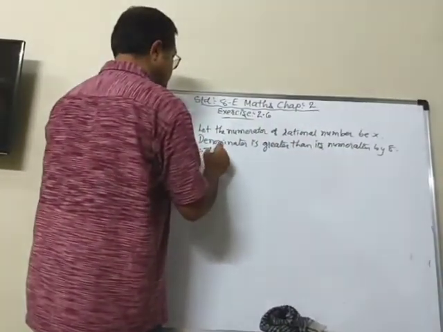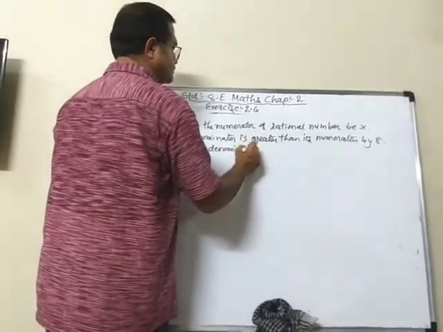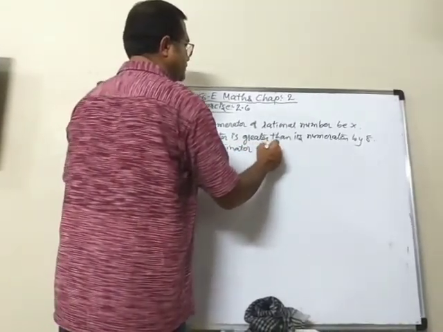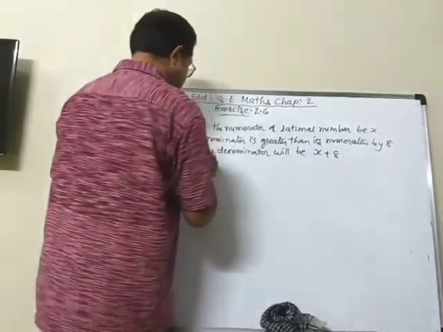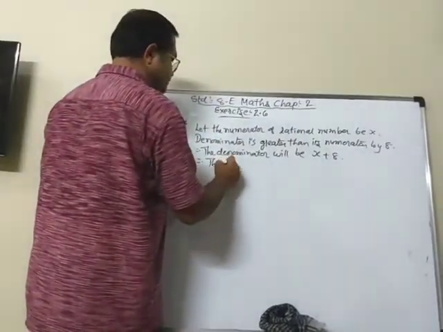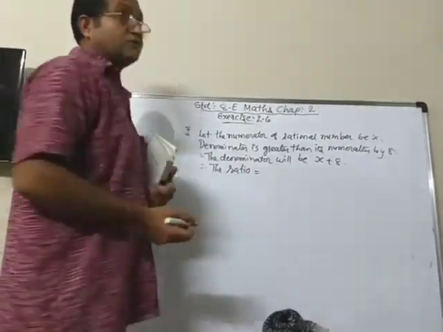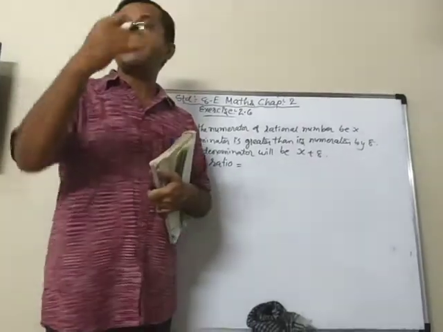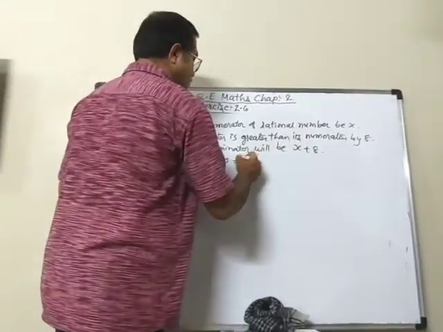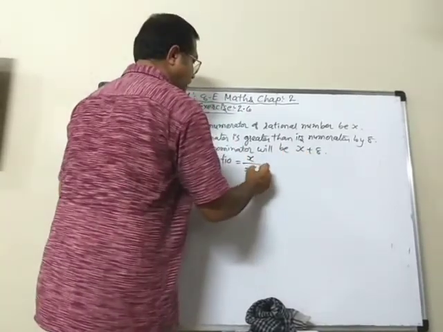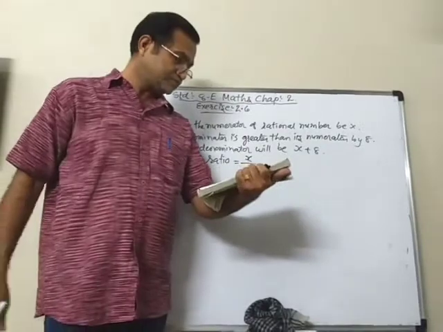Therefore, the denominator will be x plus 8. Therefore, the ratio, we know that ratio means numerator upon denominator. What is numerator? X. What is denominator? X plus 8. Now read the second thing.